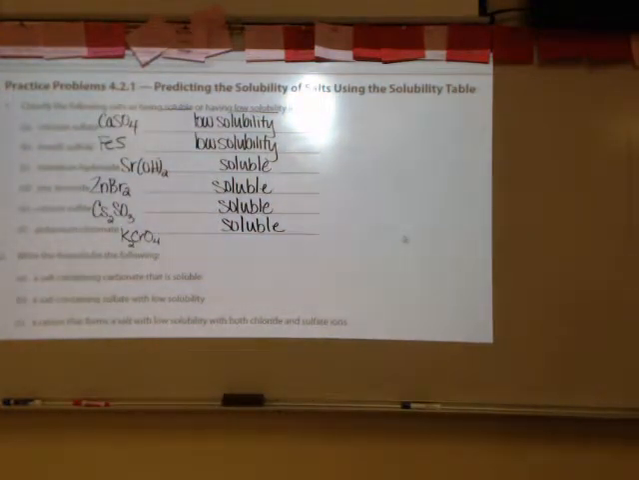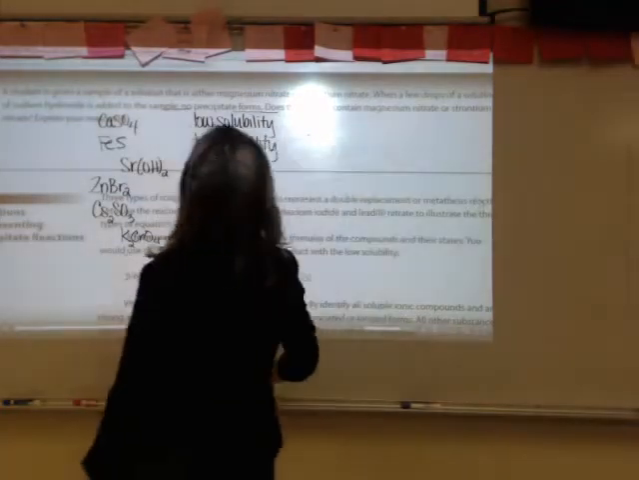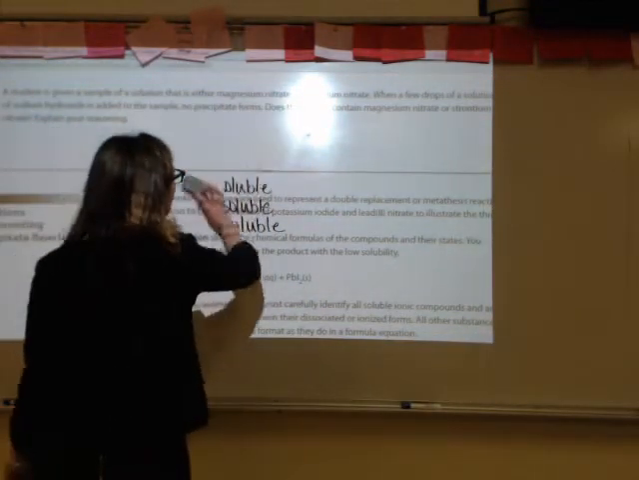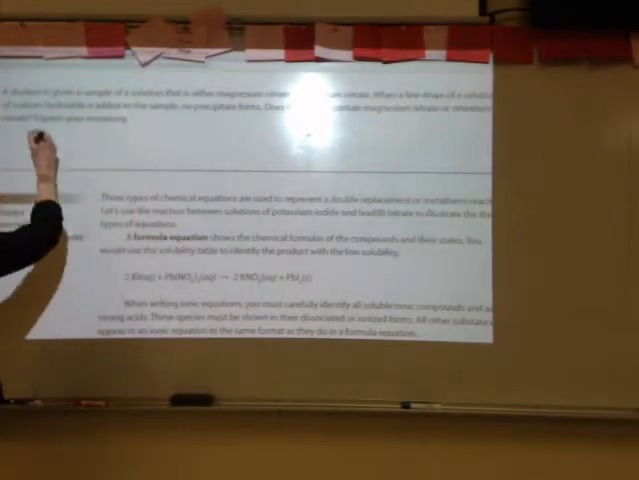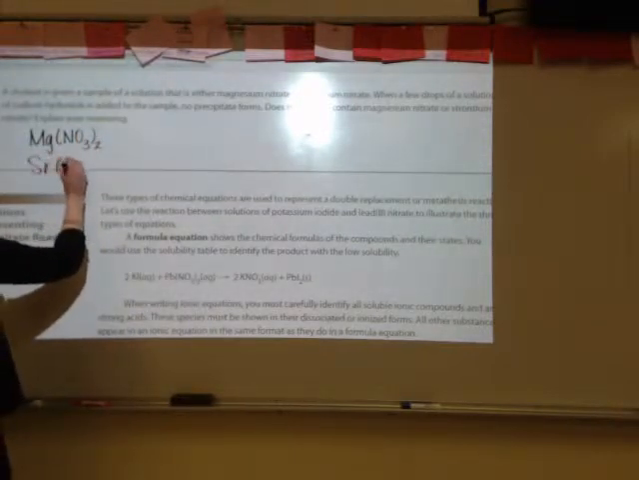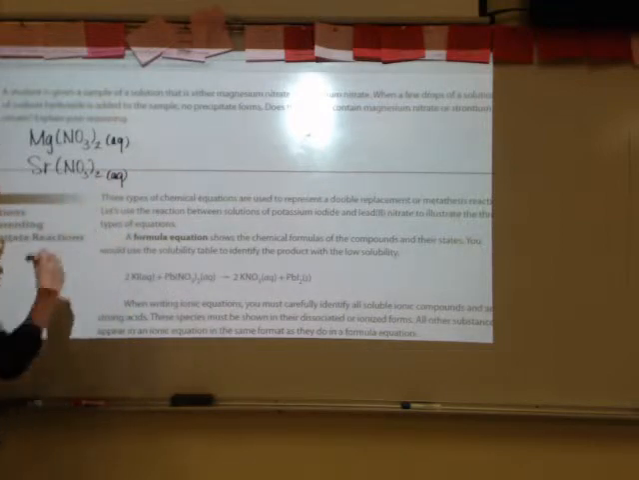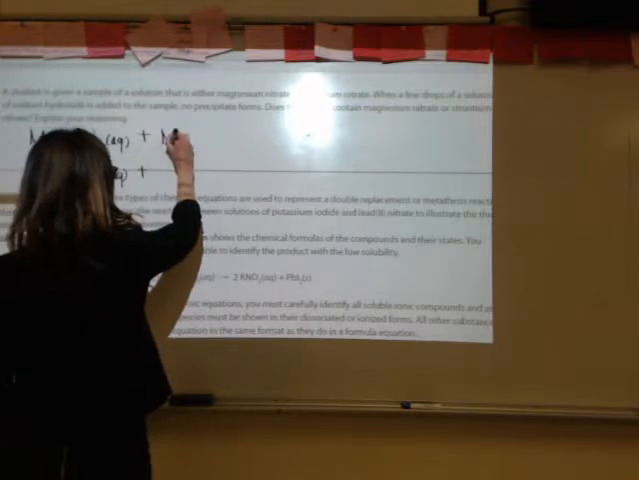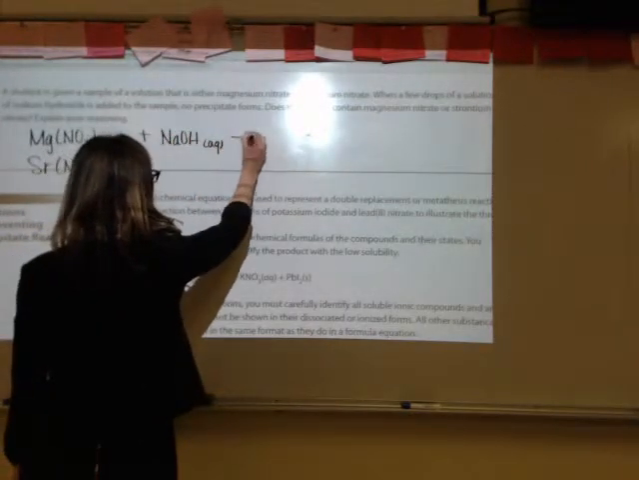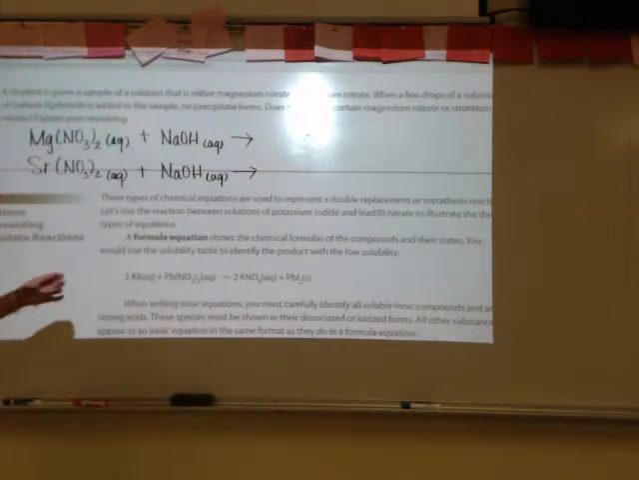Okay, let's skip number 2 and let's go to number 3. A student is given a sample of a solution that is either magnesium nitrate or strontium nitrate. Magnesium nitrate is Mg(NO3)2, and strontium nitrate is Sr(NO3)2. And this is a solution, so that means it's dissolved in water, so I would put AQ after it. When a few drops of a solution of sodium hydroxide is added, no precipitate forms. So that means they took each one of these solutions and added sodium hydroxide, which is a strong base, and they didn't get a precipitate. Does the sample contain magnesium nitrate or strontium nitrate?